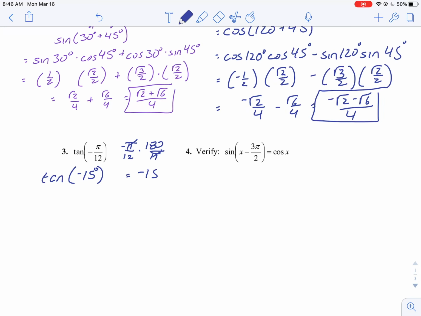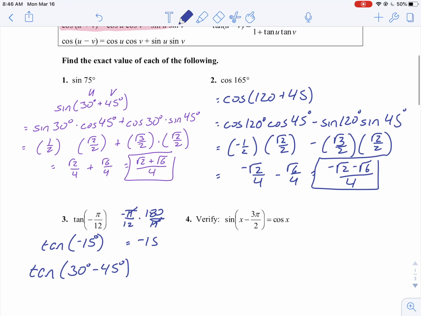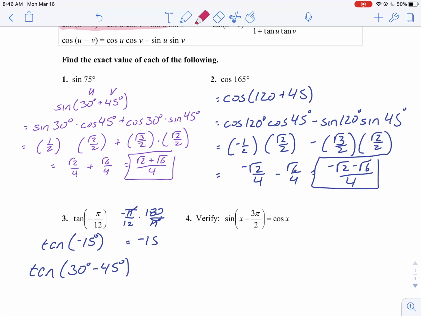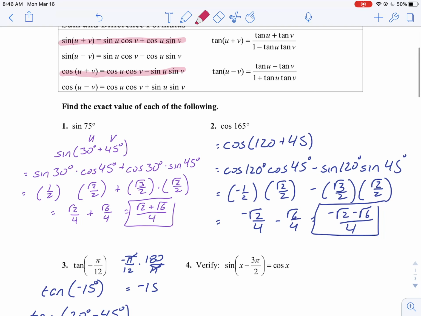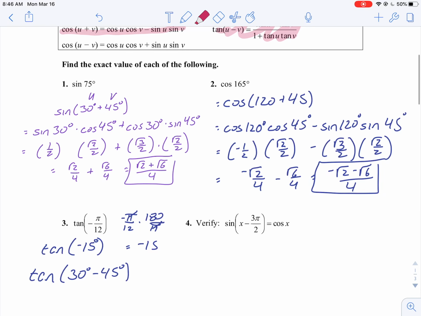Again, there's a number of combinations you can use to get 15 degrees. I just like to try to find the easiest one. So I know that 30 minus 45 is negative 15. So what I'm going to do is apply these numbers. Let's see, the tangent function with a subtraction. So I'm going to use this last and bottom expression. So I have the tangent of u minus the tangent of v.